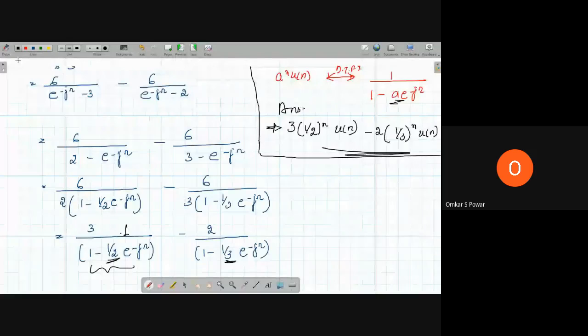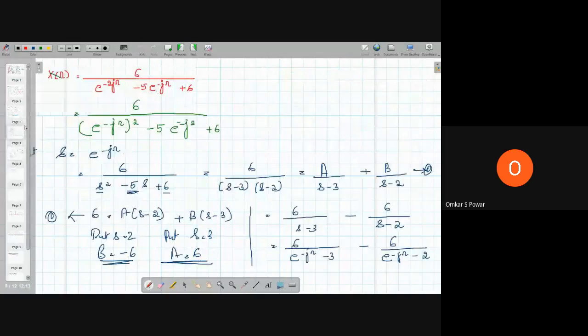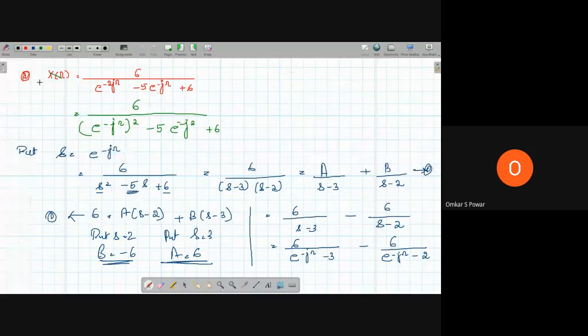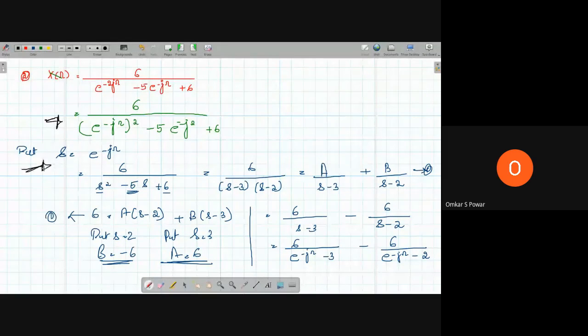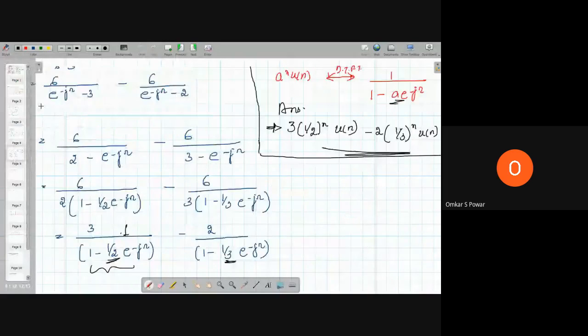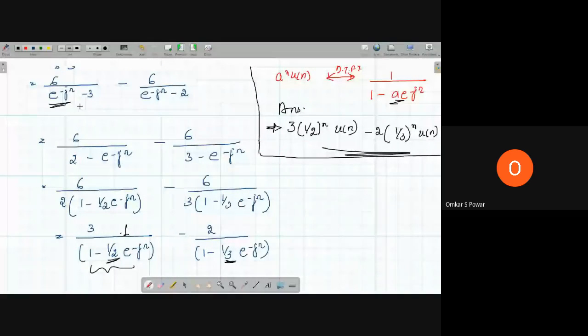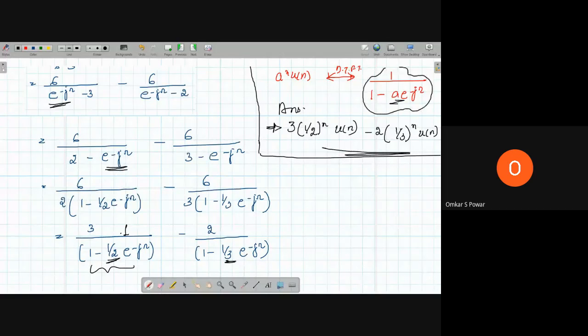So CTFT, we have solved many problems. It's the same way. So we will see once again what I have done here. First you have to simplify in terms of e power minus j omega, and then put s equal to e power minus j omega, and get the values of A and B. Then make sure you express this e power minus j omega on the right side, so that it is in the form of 1 by 1 minus a e power minus j omega. So I have shifted this to the right side, taken minus outside, and brought it in terms of 1 by 1 minus a e power minus j omega, so that the IDFT of this one is a power n u of n.